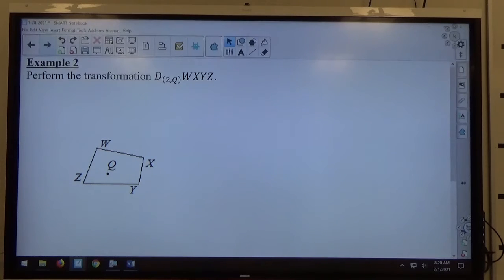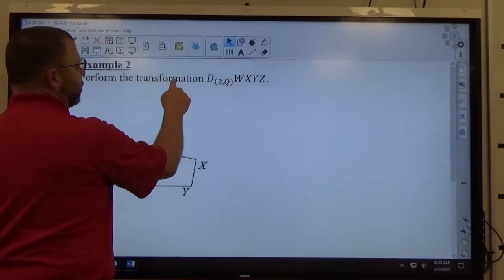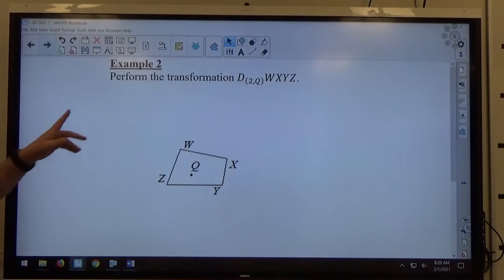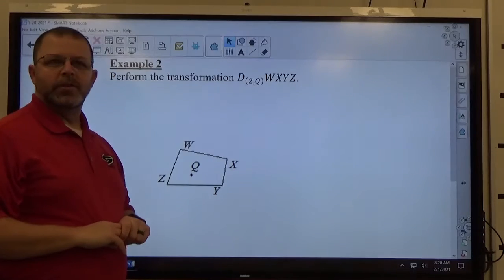Okay, example 2 is the exact same problem type as example 1. The only difference here is the way they've asked you to do it. It says perform the transformation. I'm going to move this over because I'm not sure exactly how far I have to go. But our D means dilation.